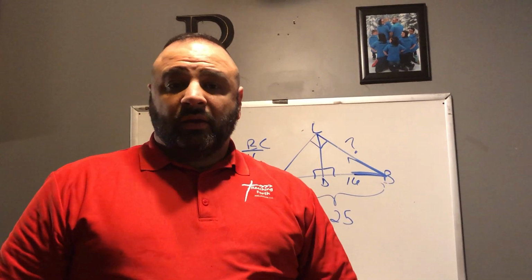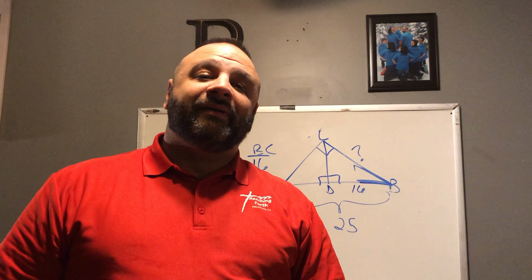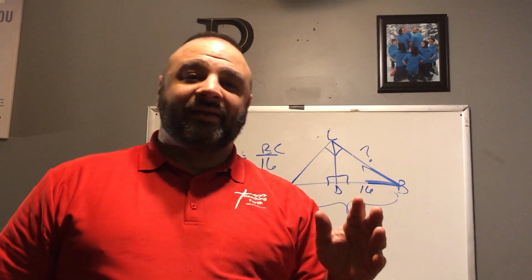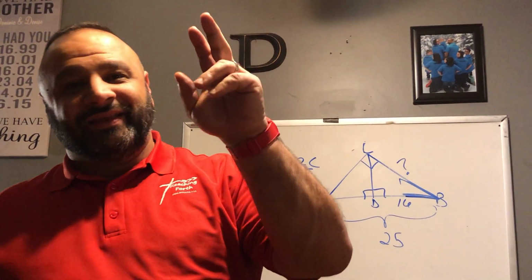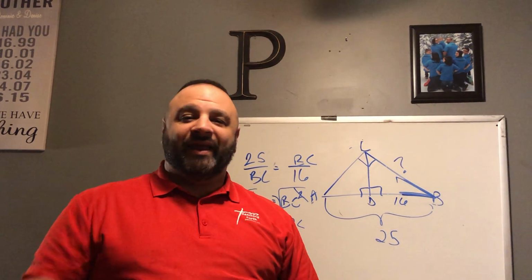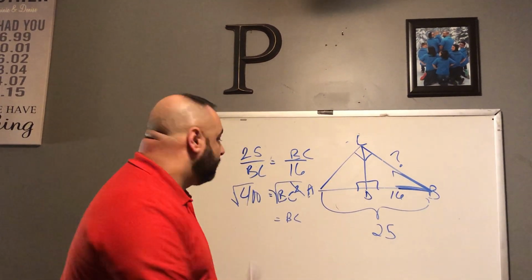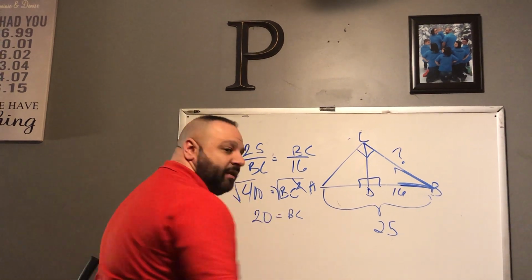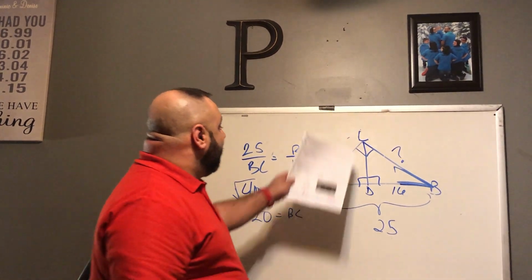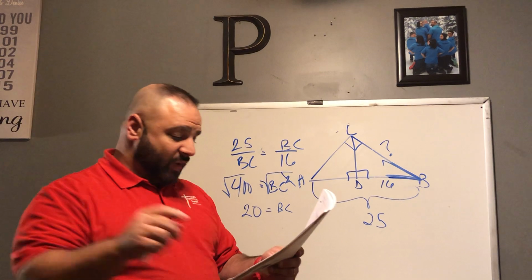I'll wait for you to get that up on your calculator. Come on, Gabe. How many times I got to tell you? Hit second. Hit the radical sign. There you go. All right, what's the square root of 400? 20. So the length of BC would be 20.